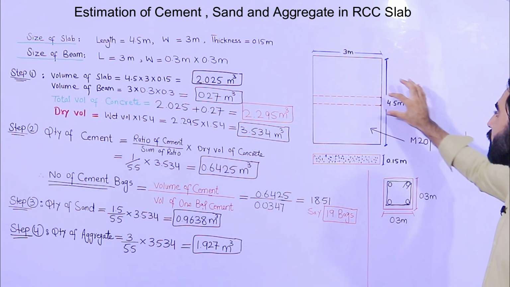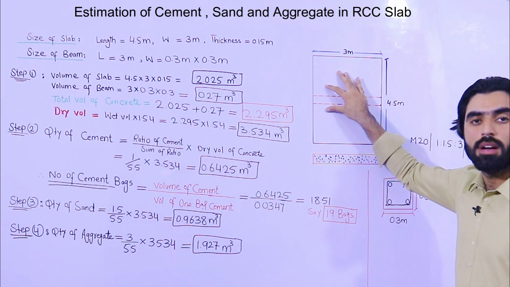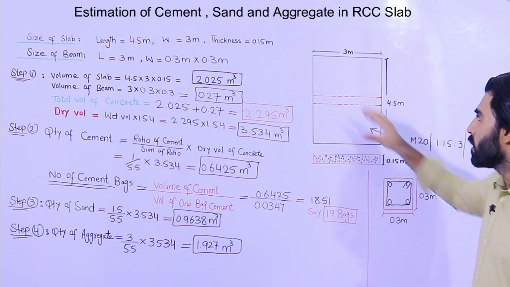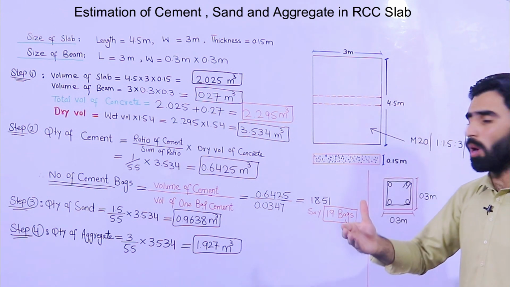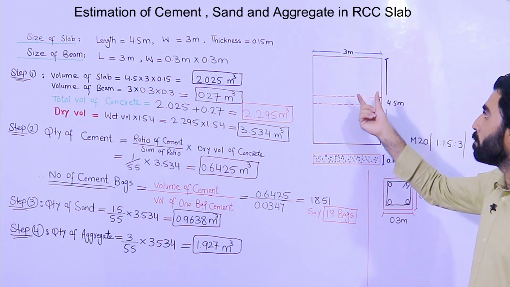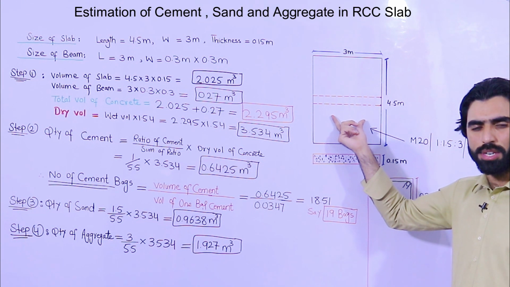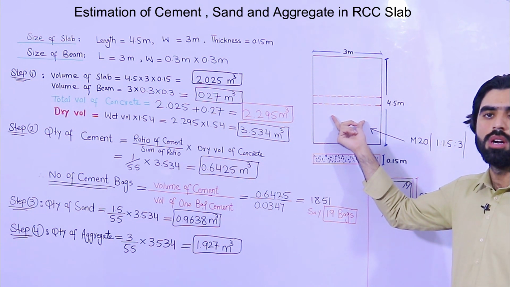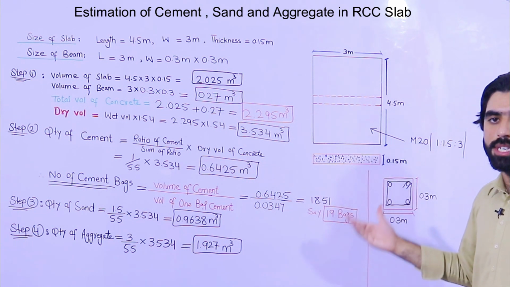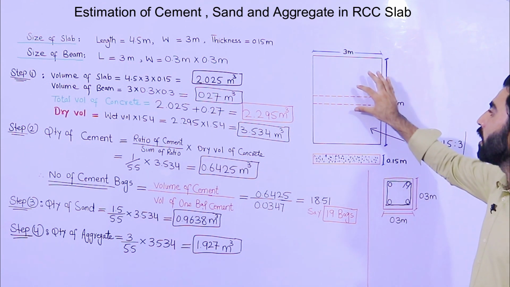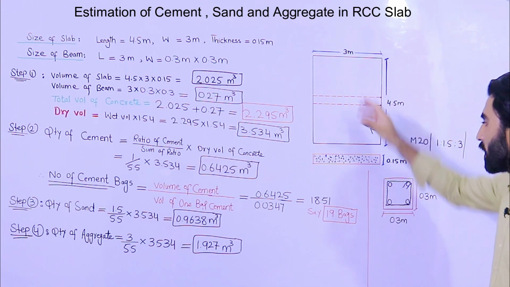And you can see at the middle I provided the top beam. So it's up to you if you want to use the top beam on 4 sides or only at the middle. I am only guiding you how to calculate quantity of cement, sand, aggregate for RCC slab as well as for beam. So let's get started guys.